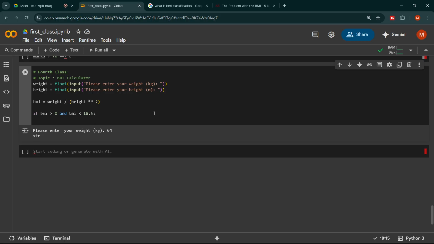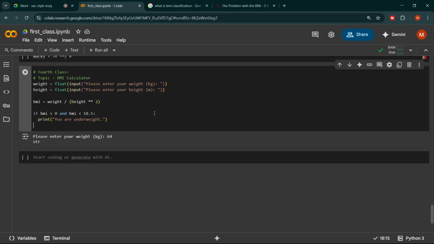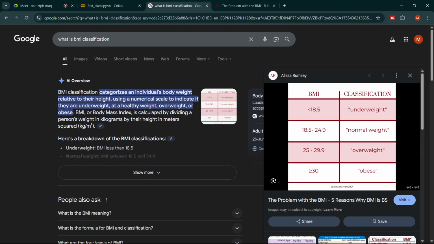I'll press enter, and then I will write a print statement and show you are underweight, right? So simple message, correct? Okay, now let's go back to the condition again. So what is the second condition?